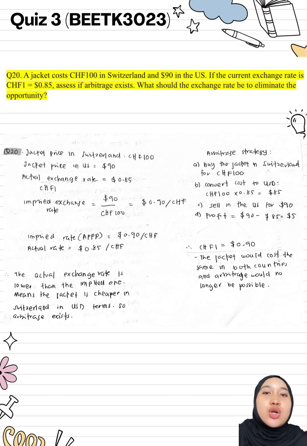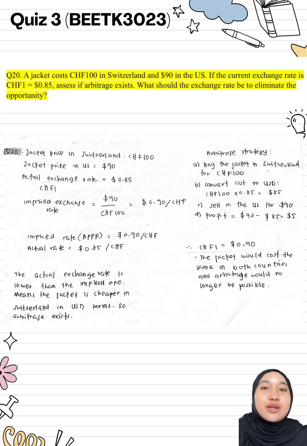US dollar. So using absolute purchasing power parity, we calculate the no arbitrage exchange rate and we got 0.90 dollar per Swiss franc. But the market rate is $0.85 per Swiss franc, which is lower. So the jacket is cheaper in Switzerland. We could buy it in Switzerland for 100 Swiss francs equal to 85 US dollar, and we sell it in the US for 90 US dollar and make a 5 US dollar profit per unit.